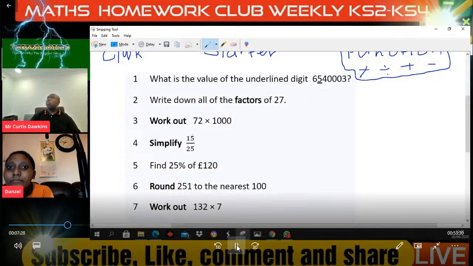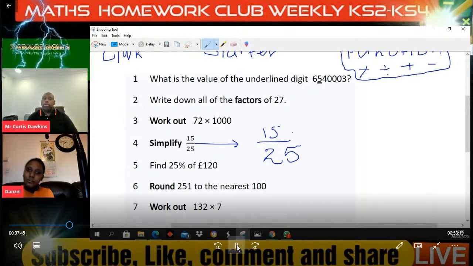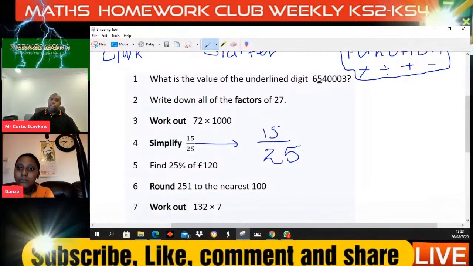So, remember how we did this? Simplify. We've got 15 over 25. What do I mean by simplify? Can you remember what we did last time? What we need to do, Denzel, is find out what number can go into 15 and 25. So 5 can go into 15, write this down, and 5 can go into 25.